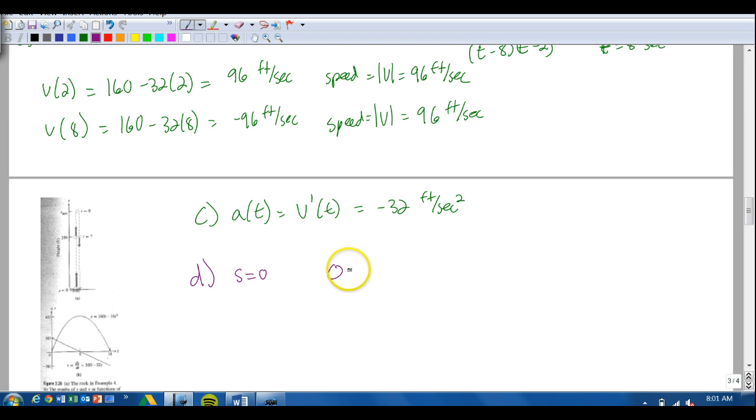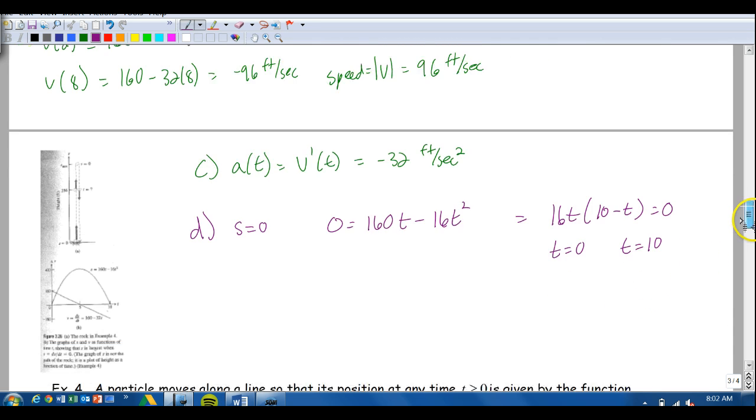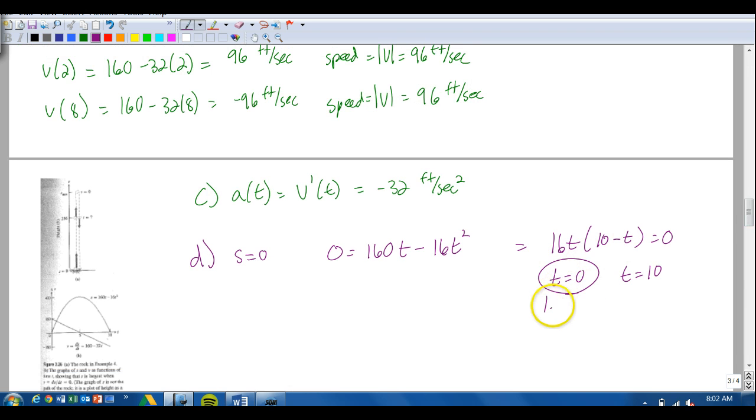So I'm going to say 0 equals 160t minus 16t squared. When you have something like this with no third number, you factor out a GCF. I get 16t times 10 minus t, equals 0. And you get t is equal to 0 or t is equal to 10. Now, that makes sense. However, t equals 0 is when it leaves.